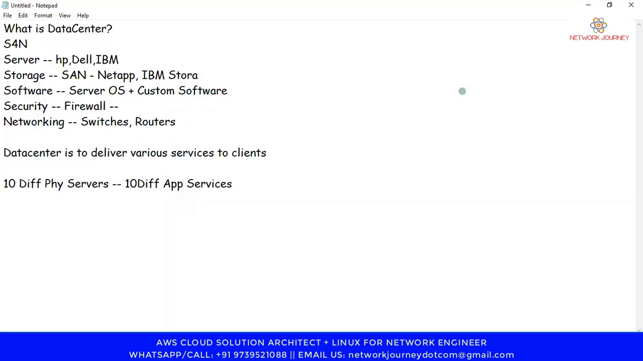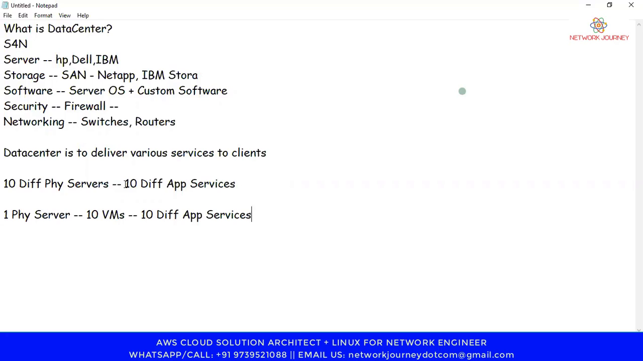Now what is the drawback here? As I said, maintenance. You need to maintain the 10 physical servers, and on top of these 10 physical servers, your 10 different application services are running. Later, a technology came: virtualization. Once virtualization technology came, you need not have 10 physical servers. You can have one physical server, and on top of that one physical server, you can have 10 virtual machines. On top of the 10 virtual machines, as usual, you can run the 10 different application services.